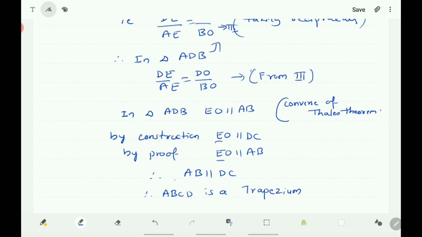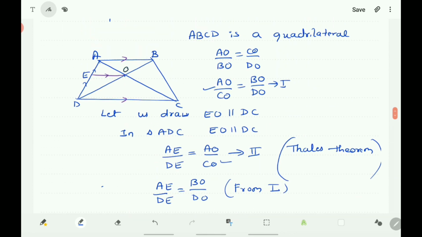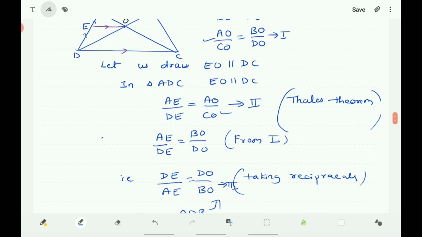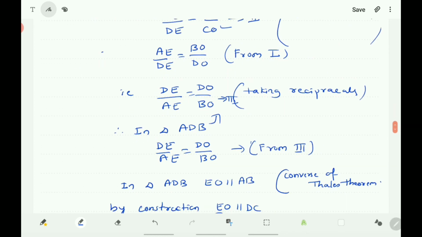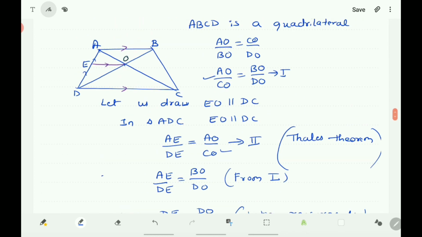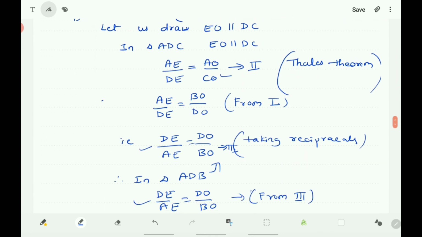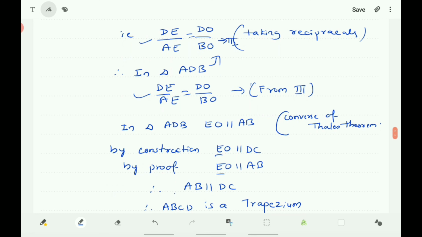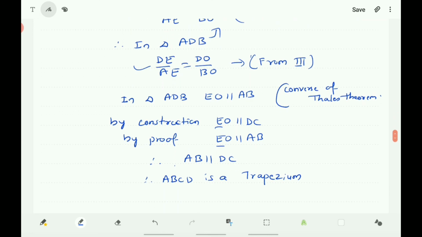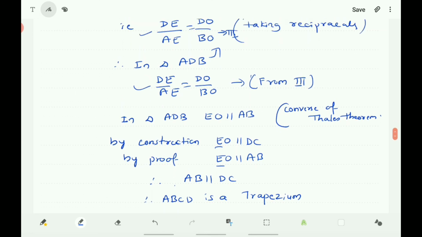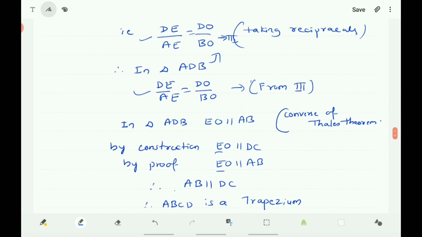ABCD is a trapezium. Here we started with the triangle ADC with the construction EO parallel to DC, and with the help of this ratio, you proved that EO is also parallel to AB. With the help of these two, the construction by us and also proved by us, we got that ABCD is a trapezium, with the help of Thales theorem and its converse.